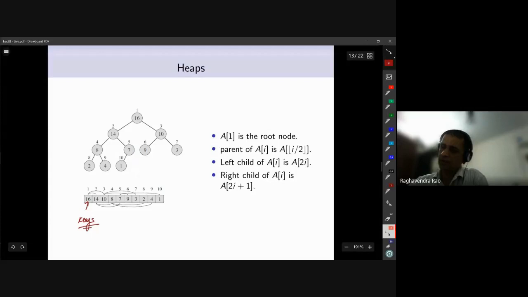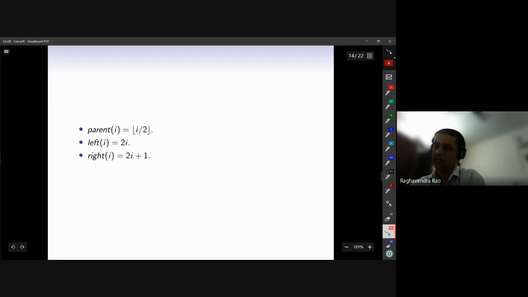If you take the parent of, say, 8, node 8 is here. 8 by 2 is 4, and you take the floor, it is still 4. So 4 should be its parent, which has key value 8 here. That way, we just see these relations as functions. So parent of i is floor of i by 2. That is, if i is odd, then i by 2 minus 0.5; if it is even, then it is i by 2. Similarly, left and right also we will view as functions.